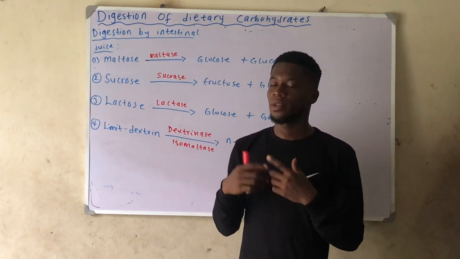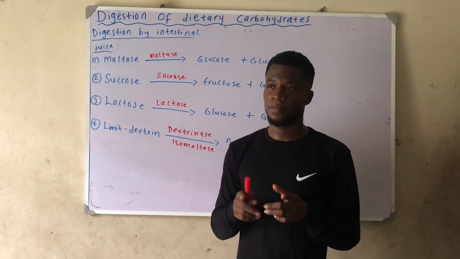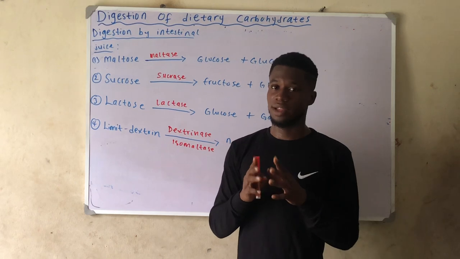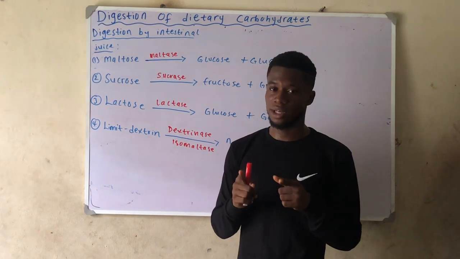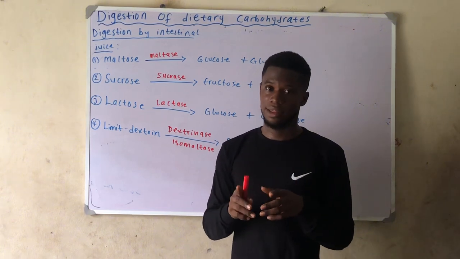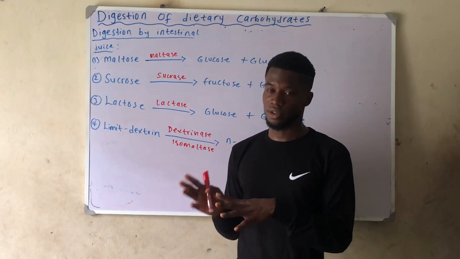digests carbohydrates. And when you go to the small intestine, the pancreas has a duct that is connected to the small intestine, so there'll be a pancreatic juice to the small intestine. And pancreatic juice contains a couple of things, but one thing that pertains to this topic is pancreatic alpha amylase that can digest carbohydrates.